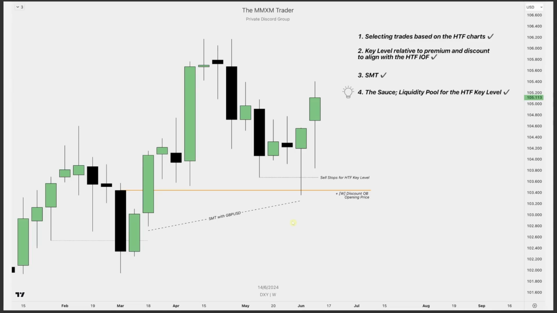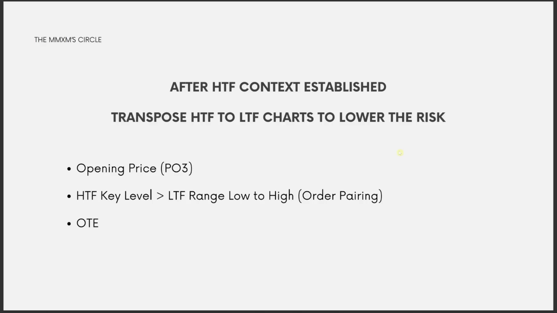And then the real sauce, right? That liquidity pool that is just above that key level makes it even better to pair up the sell stops that are resting below it. And then we want to pair those sell stops up with the buy stops above here. So now that we have determined and established our higher time frame context, we need to transpose that higher time frame to the lower time frame charts to lower down our risk. We need to utilize the power of 3. Then we're going to use that higher time frame key level, and we'll be using a lower time frame range low to high, which is in that order pairing I just talked about, and then we'll try to find our optimal trade entry or OTE.